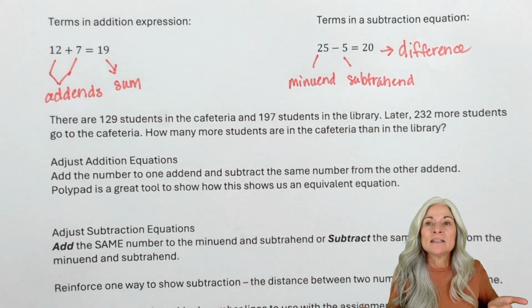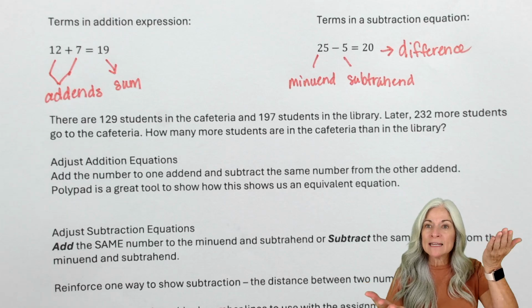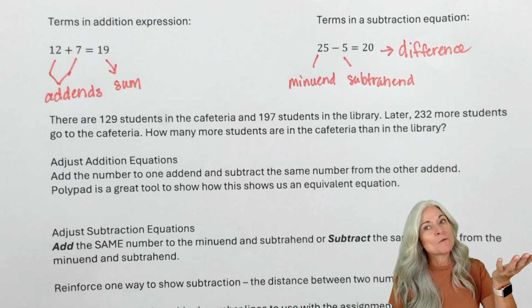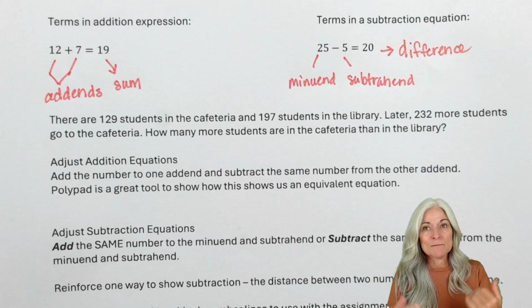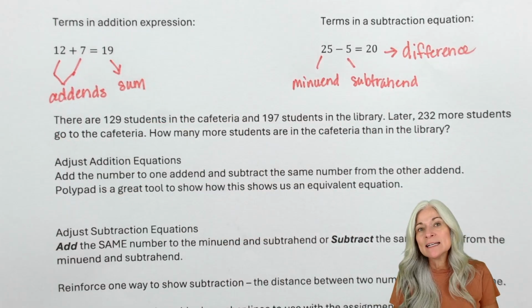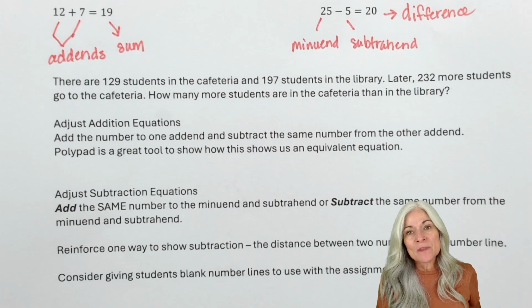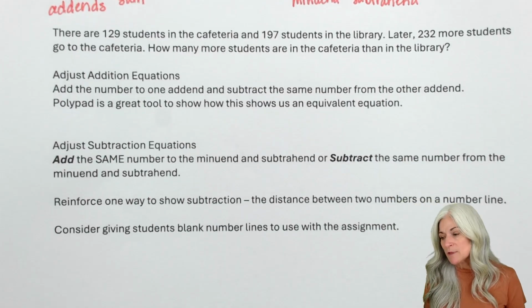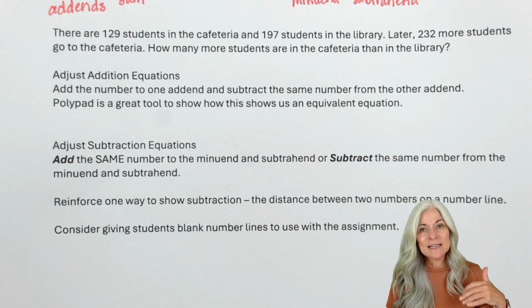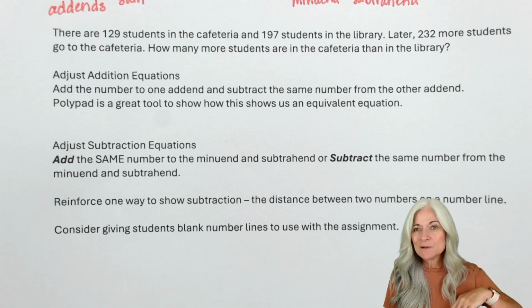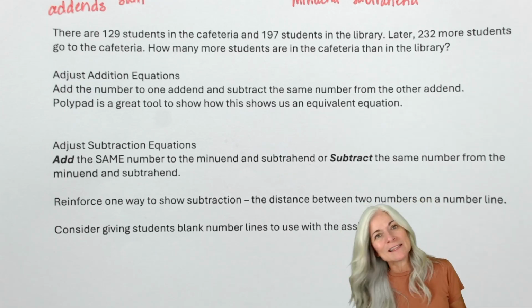So when we've got an addition problem, we are adding to one, taking away from the other one. But when we've got a subtraction problem, we're either adding to both numbers or subtracting from both numbers because they work differently than an addition problem. So this is the example that we did in the student video. Go much more in depth in the student video. So if you want a more in-depth overview, definitely check that one out.